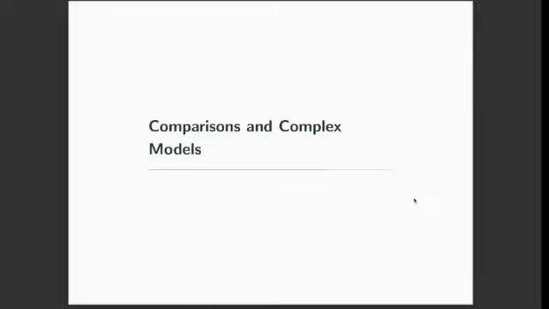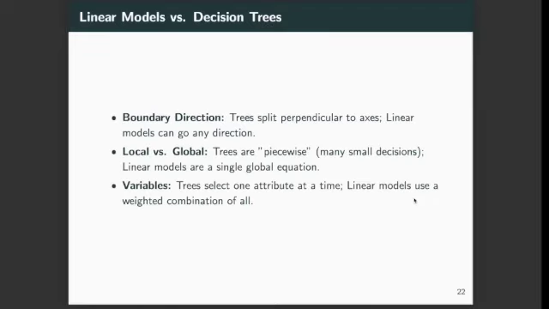Next, we look at comparisons with more complex models. Here we compare the linear models to the decision trees. So what are the differences? Number one, when it comes to the boundary directions, the tree splits perpendicular to the axis, while the linear model can go in any direction. In terms of local and global equations, the trees are more piecewise and localized, while the linear model uses a single global equation which can be applied to all of the observations.